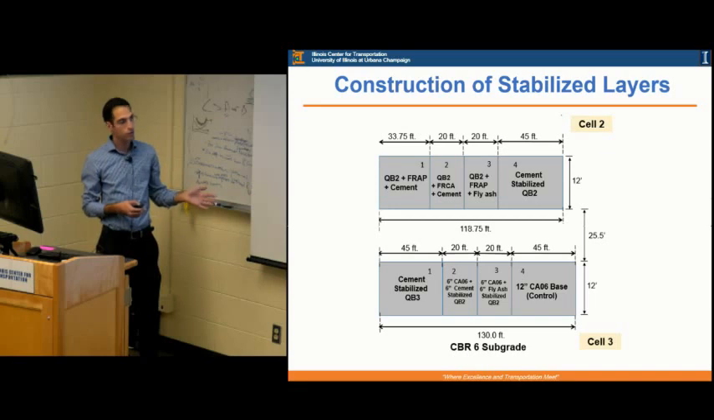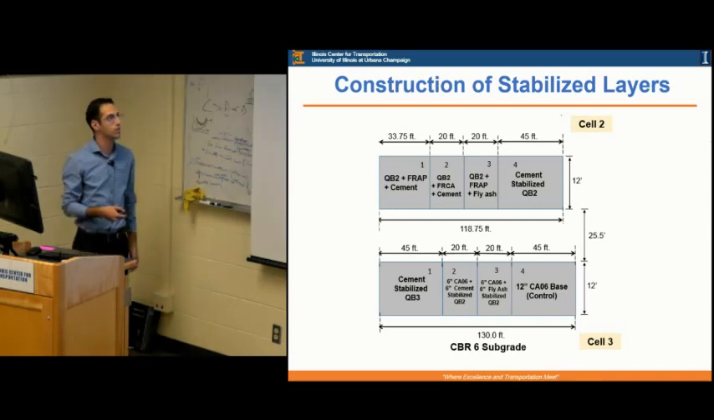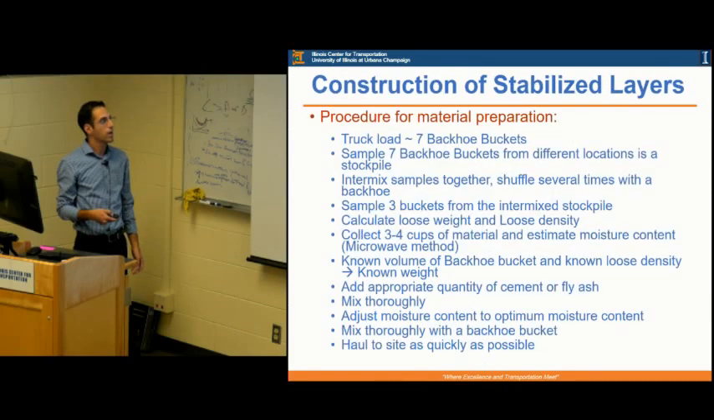So basically, that was the construction of the unstabilized sections. Now I will move and talk quickly about the construction of the stabilized layers. It was pretty much the exact same procedure for all the stabilized layers. The only thing that was changing is the stabilizing agent or the material that was stabilized. I'm not going to read this, but I'm going to show you some pictures and explain the procedure quickly.